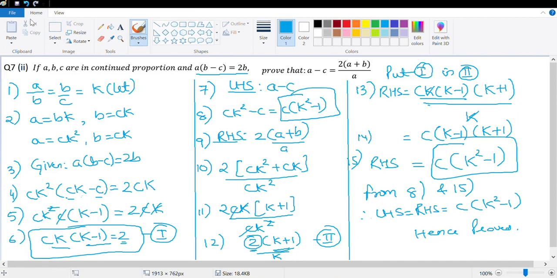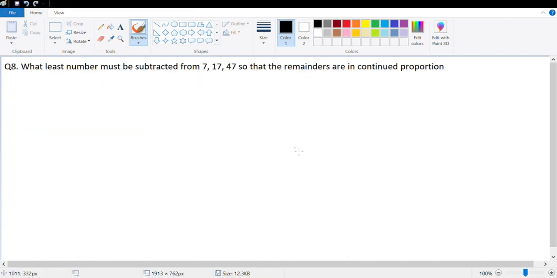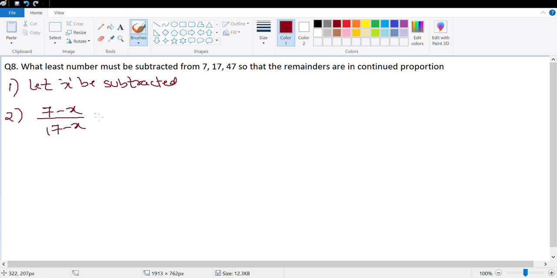Done. Let's look at the next question. The next question that we do is question number 8. Question number 8 says, what least number must be subtracted from them so that they are in continued proportion? So let x be subtracted. So what we have now is (7 minus x) upon (17 minus x) would be equal to (17 minus x) upon (47 minus x). Let's cross multiply.